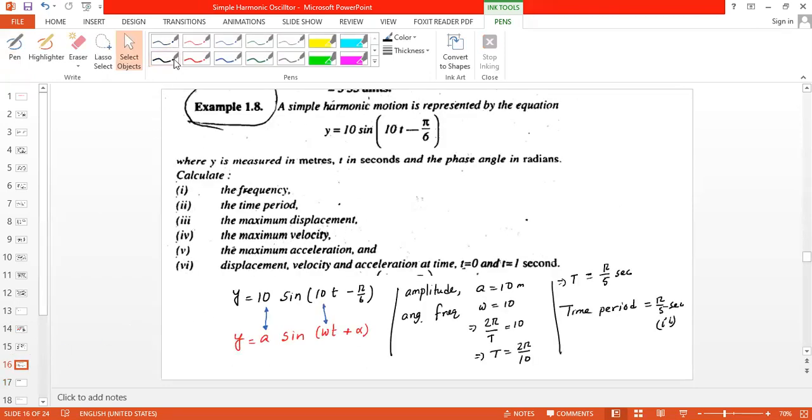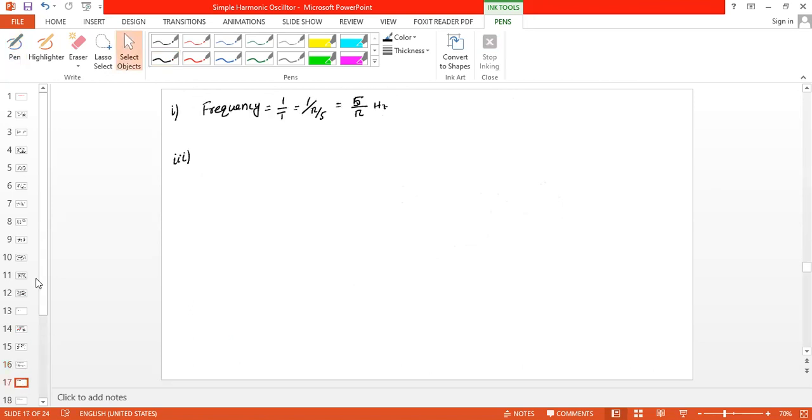And then part 3, they're asking for the maximum displacement. What is the maximum displacement? In your previous class, I already told you that the amplitude is the maximum displacement. So the maximum displacement is basically equal to amplitude.